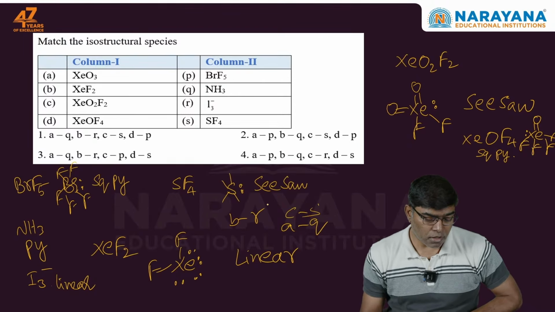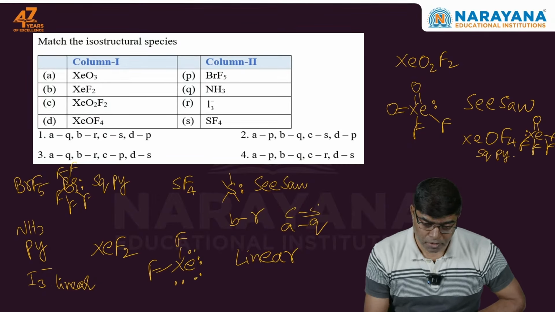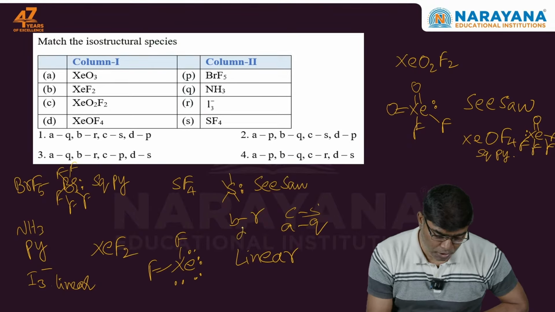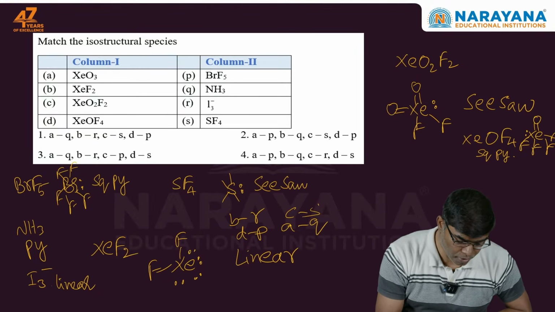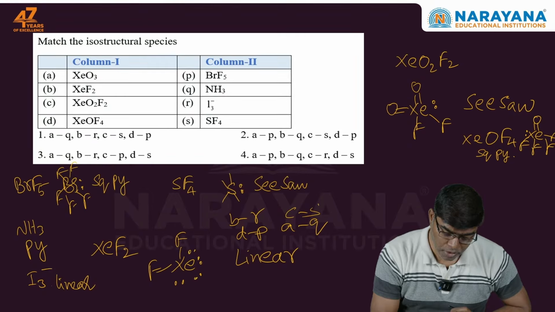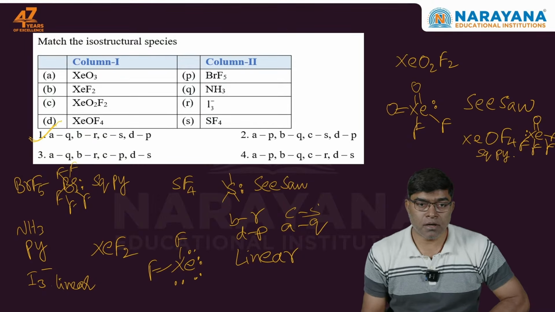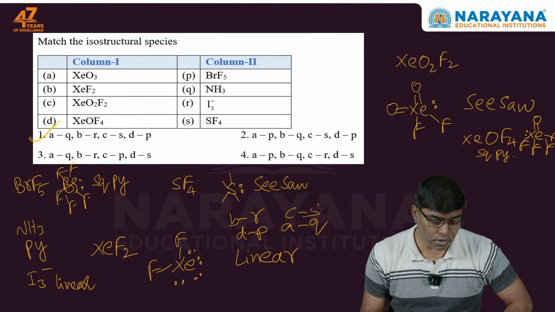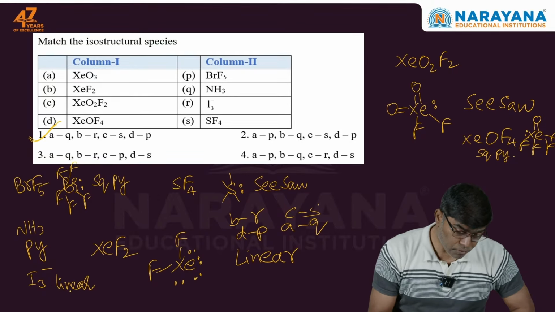And coming to the last one, XeOF4, which is square pyramidal, will match with the BrF5, P. So D has to match with P, and that is there in option 1. A, Q, B, R, C, S, D, P. So this is the first question, and this is, I think, the final answer for this question. A very good coverage of concept of structures and shapes of the molecules. Let's move to the next question.